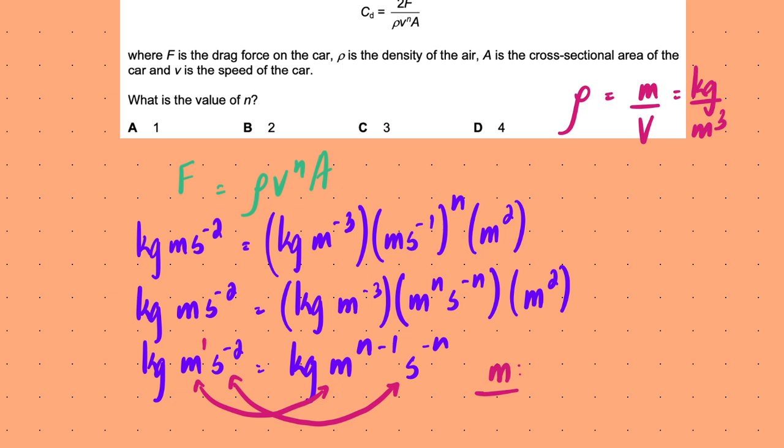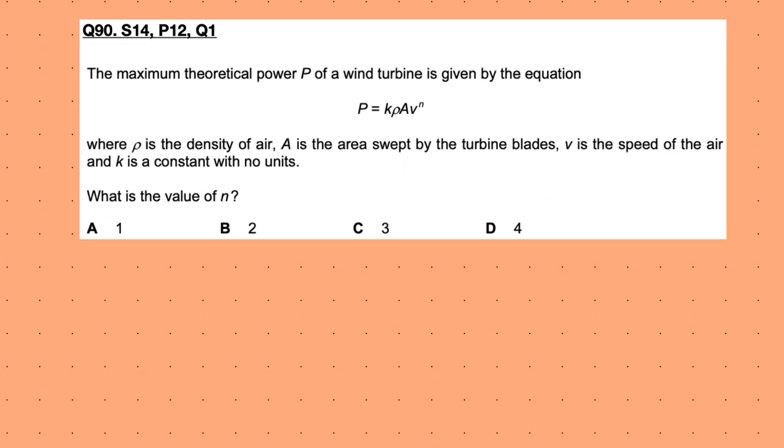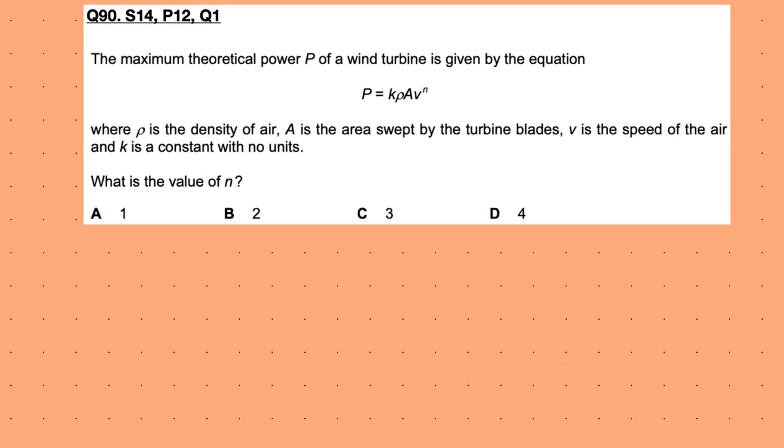So I would say that the power on the left is 1, the power on the right is n minus 1. So when this goes there, this becomes positive 1. So 1 plus 1, n is 2. Hence, the answer is B. Let's go on to the next question. Now we're getting the hang of these.